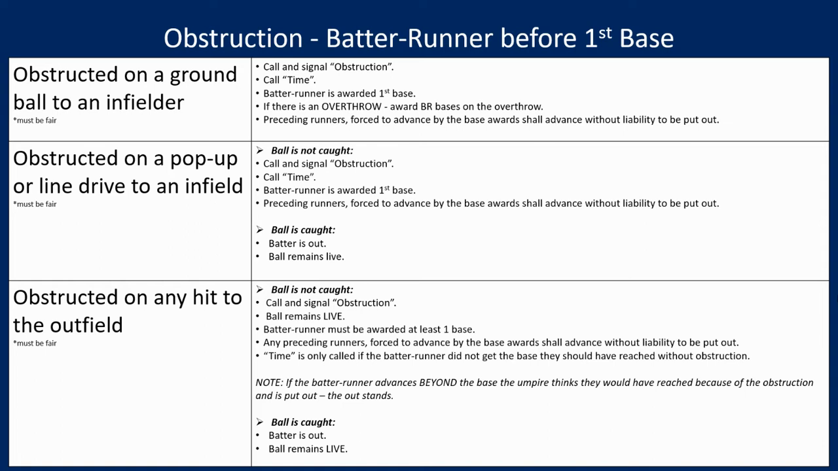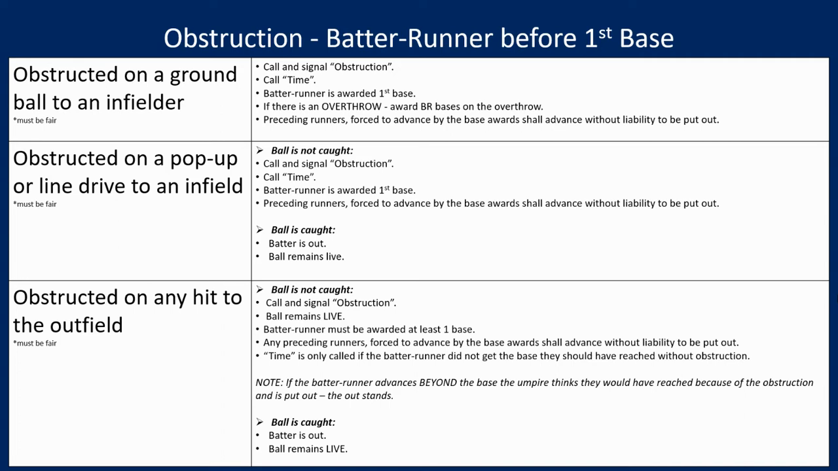If the batter runner is obstructed on any hit to the outfield, it's a similar situation if the ball is not caught or if the ball is caught. If the ball is not caught, the umpire is going to call and signal obstruction. The ball remains live. They're going to wait. And the batter runner should get at least one base, and any preceding runners will be forced to advance. Time is only called if the batter runner didn't get the base that they should have reached without the obstruction, or once they make a play on them. If the batter runner goes past the base that the umpire thinks that they would have reached, the out stands. And if the ball is caught, the batter is out and the ball remains live.